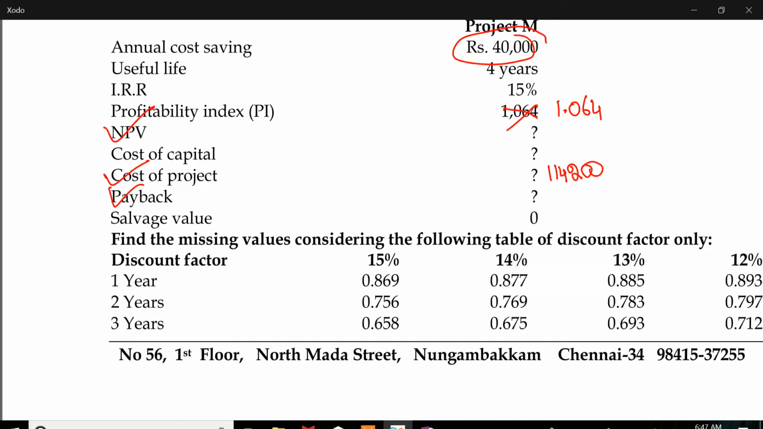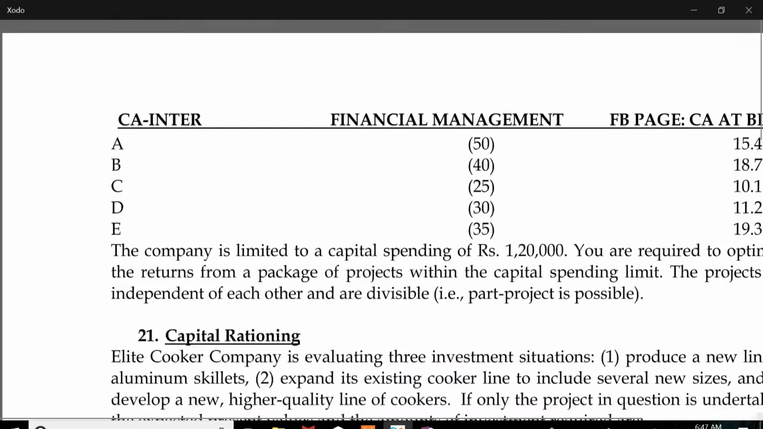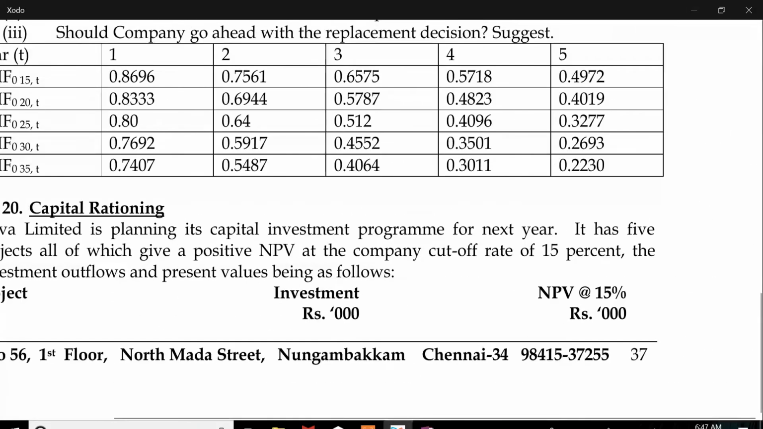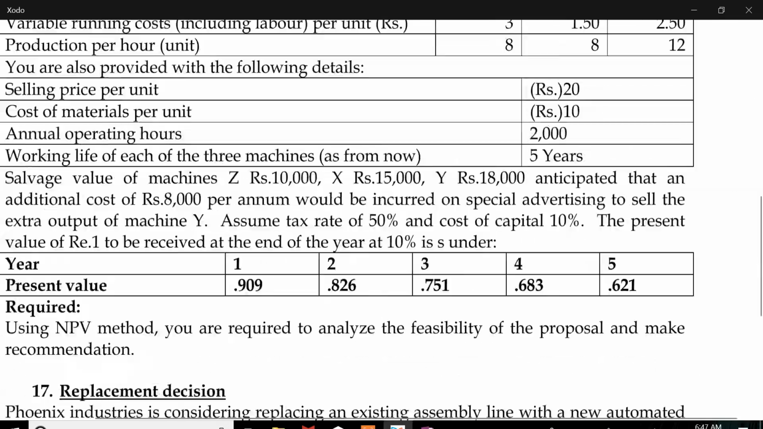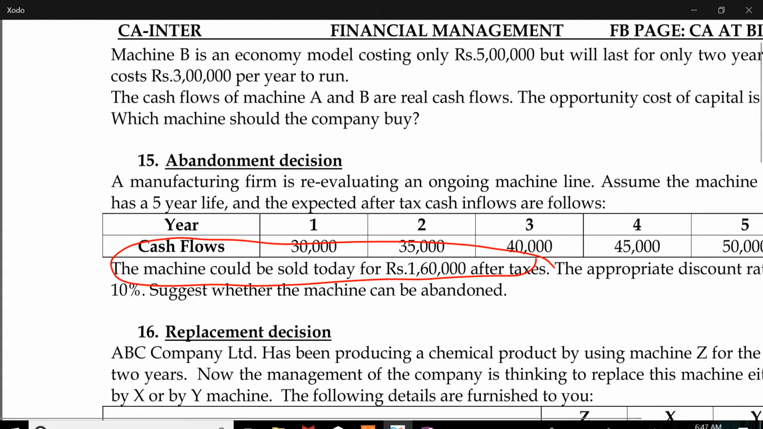Next, we can reverse work with NPV to get the cost of capital. Clear? This is what we have done till now.